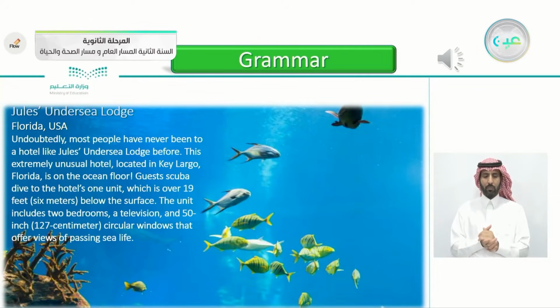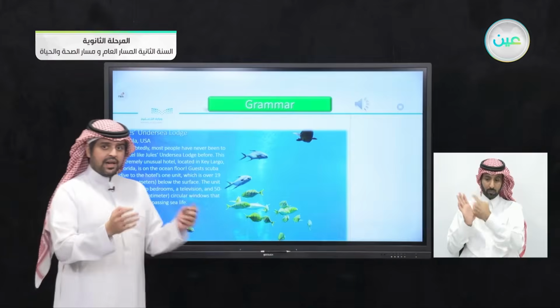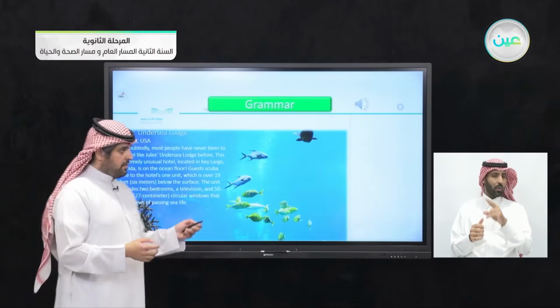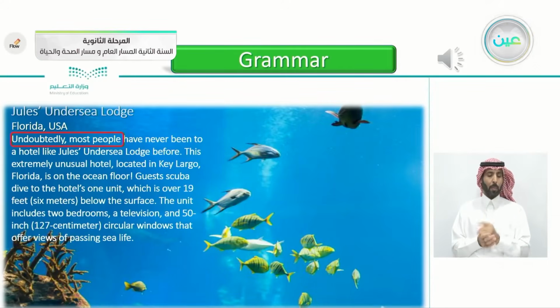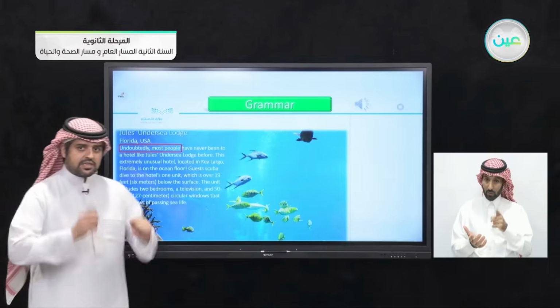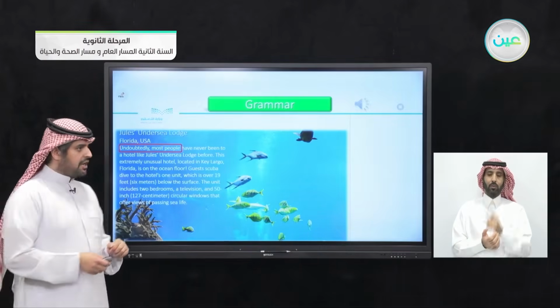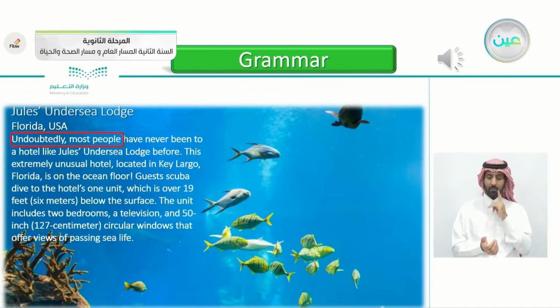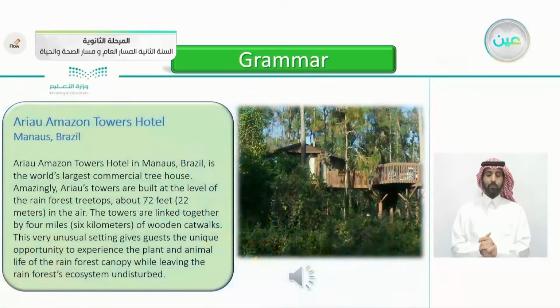So this is the first article here. Can you give me an example? Yes, it's the first word here. Undoubtedly, again, as I mentioned before, it means without a doubt. Most people have never been to a hotel like Jules. It means that you are very sure, very certain of something. When you say undoubtedly, he's very sure that people have never been to a hotel under the sea. The other article here, let's listen to it.